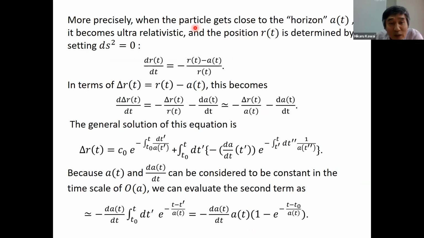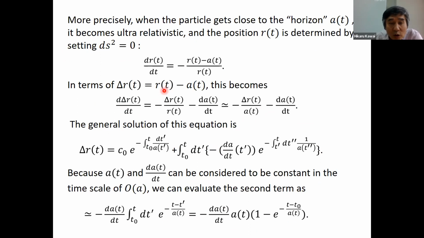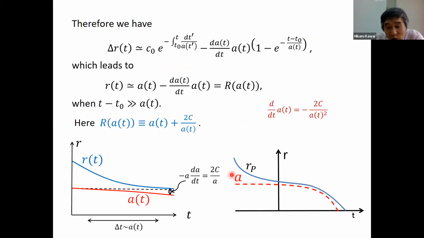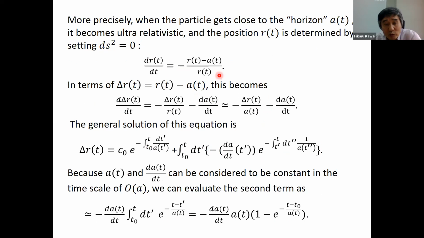More precisely, when the particle gets close to the horizon A(t), it becomes ultra-relativistic, and the position R is determined by setting ds squared equal to 0. By setting ds squared to 0, we have dr/dt equal to minus (R(t) minus A(t)) divided by R(t). We want to see how this R(t) behaves. R_p is always outside of A. This is what we want to show.